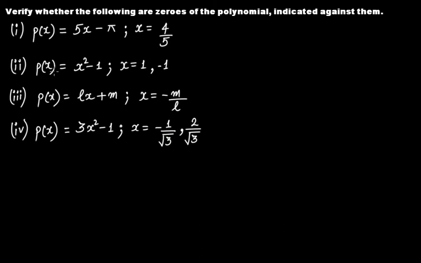The next one is p(x) = x squared minus 1. First, let's check for x equal to 1. So when you put 1 at the place of x, you get p(1) = 1 squared minus 1. That will be equal to 0. Now let's check for p(-1). So for p(-1), you get again (-1) squared minus 1. Minus 1 squared means 1. So 1 minus 1 is 0. Now for both these two values of x, the polynomial becomes 0. That's why, yes, 1 and minus 1 are the zeros of this polynomial.